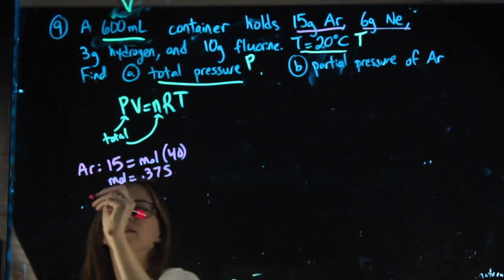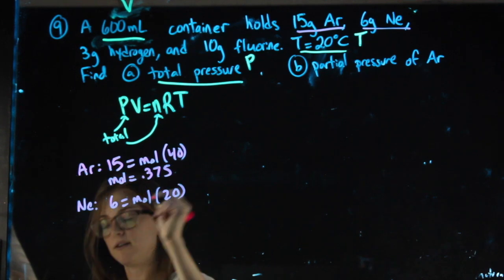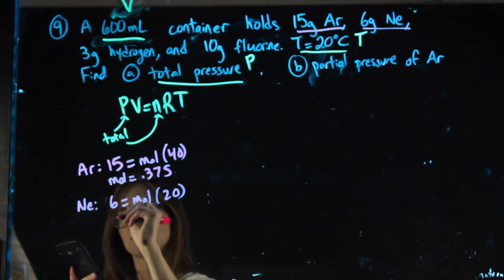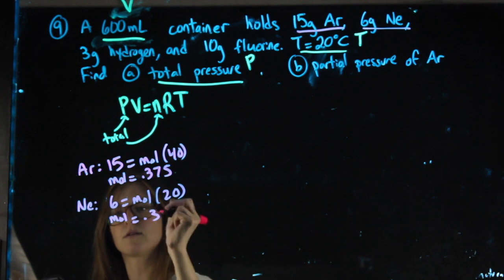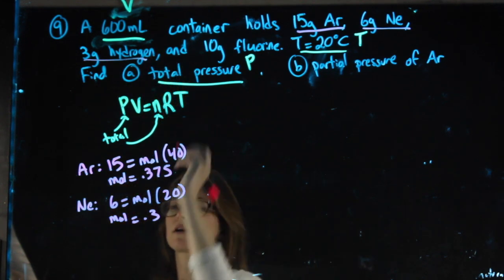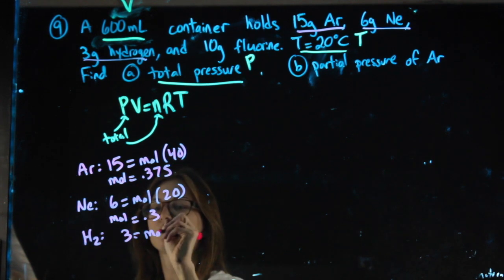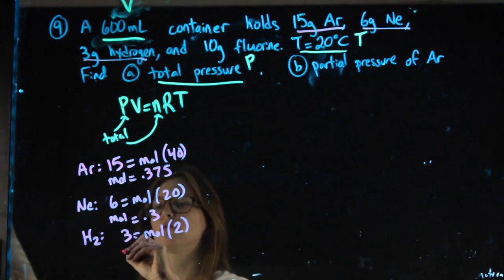Six grams of neon, grams equals moles times the molecular weight of neon. Hydrogen, be careful, remember that hydrogen is a diatomic. So when I say hydrogen, I really mean H2. Grams equals moles times the molecular weight of H2.